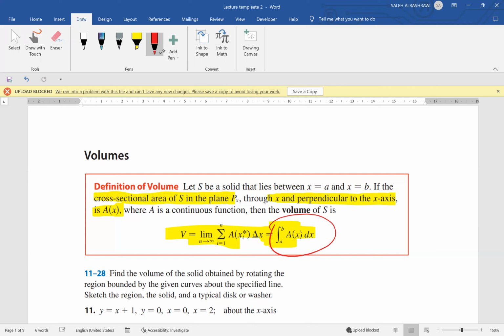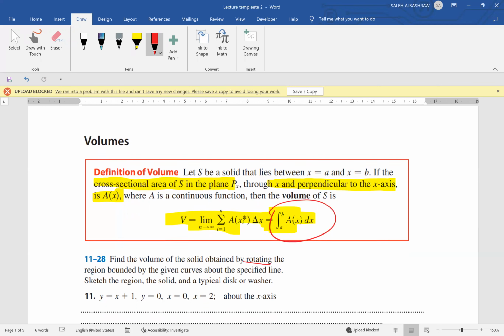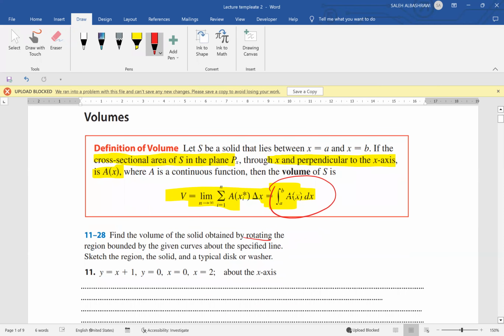For example, suppose that we need to find the volume of the solid obtained by rotating the region bounded by the given curves about the specified line. Suppose that we have this example: y equal to x plus 1, and y equal to 0, x equal to 0, and x equal to 2. We need to find the volume of the solid obtained by rotating the region bounded by the given curves.